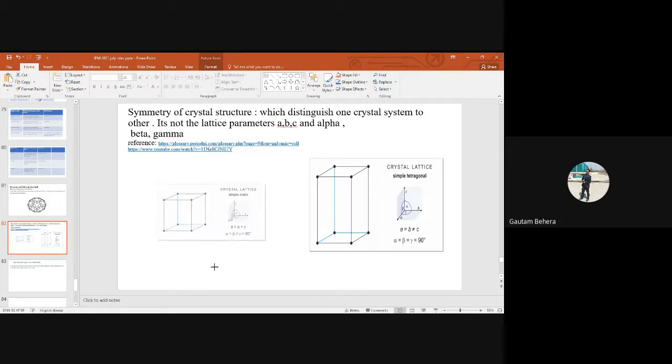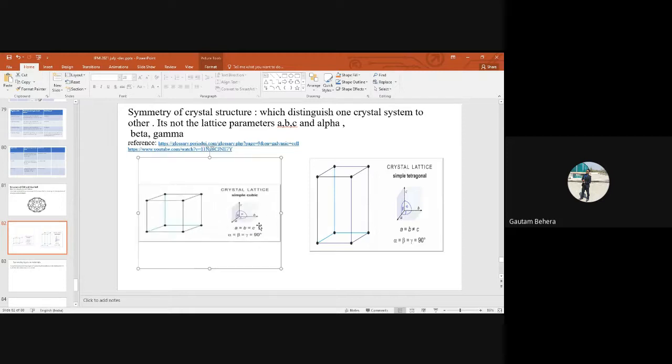Okay, let me blow it up. It is visible now. Alpha, beta, and gamma, right? This is A, this is B, this is C. So alpha is equal to beta is equal to gamma in a cubic system, that is equal to 90 degree. Sorry, any questions?